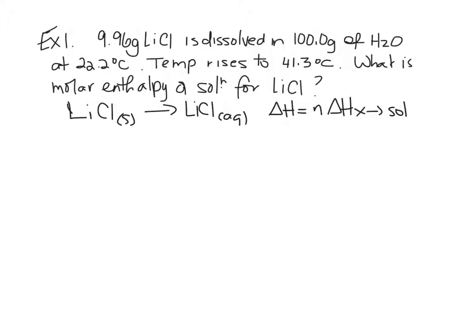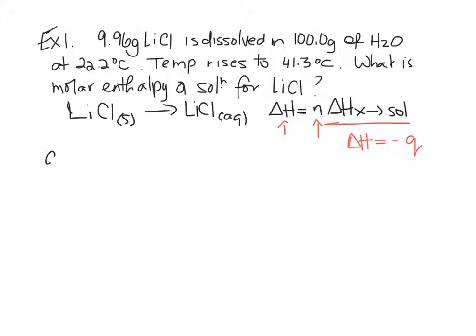The temperature rises to 41.3 degrees Celsius from an initial 22.2. What is the molar enthalpy? So we want to find this quantity here. In order to do that, we must know n and delta H. We can find delta H because we know the relationship between the enthalpy change of the system and the change in heat of our surroundings.